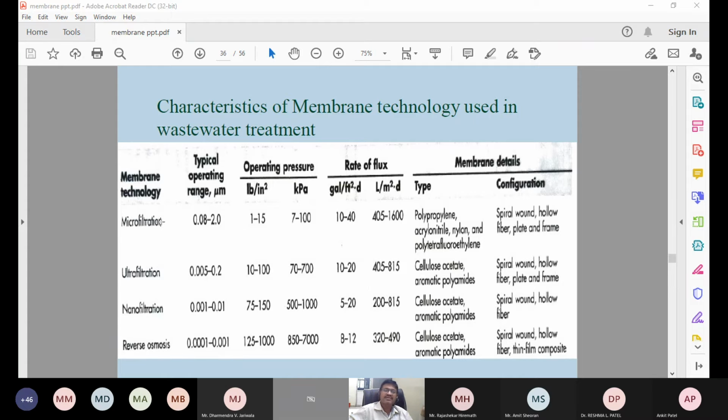And mainly the type of membranes: for microfiltration, polypropylene, acrylonitrile, nylon, and tetrafluoroethylene membranes can be used. But generally in nanofiltration and reverse osmosis, we are using cellulose acetate and aromatic polyamide membranes.